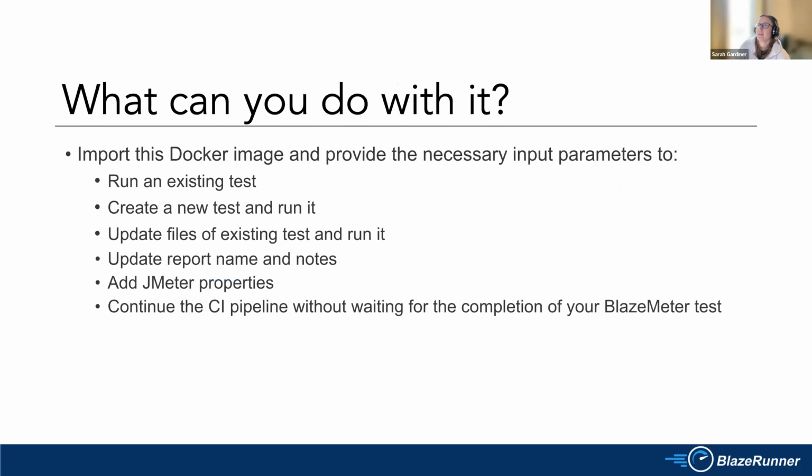And then what you can do with our plugin. Once you import that Docker image, you can put in whatever parameters you need, and then you can either run an existing test, create a brand new test and run it through there, or update an existing test and then run it. You're able to update reports and notes. You can add specific JMeter properties right within it.